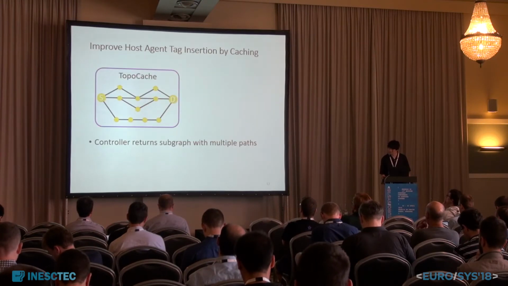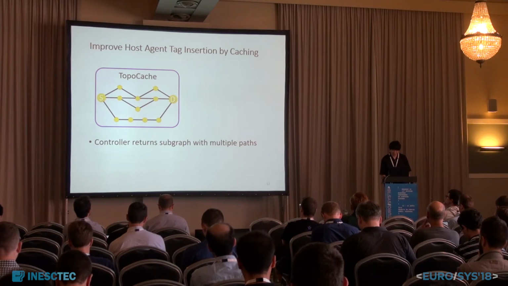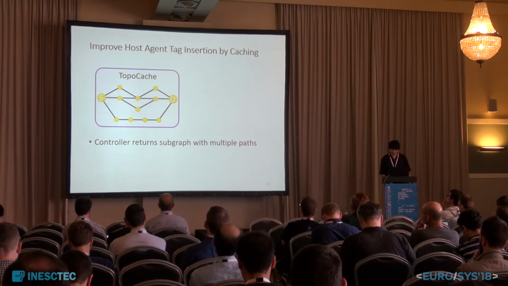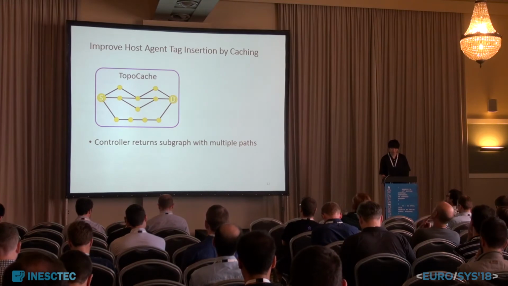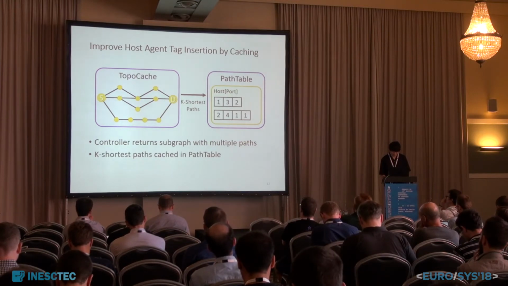And for the performance issue, we further add a cache in the host agent. When a host queries the controller for the topology, the controller actually returns a subgraph with multiple paths instead of a single shortest path. And the host agent will cache all the results and merge them into a subgraph that is called topocache. Since the topocache, the subgraph itself, cannot be used to add tags, we generate k-shortest paths and put them into a path table.